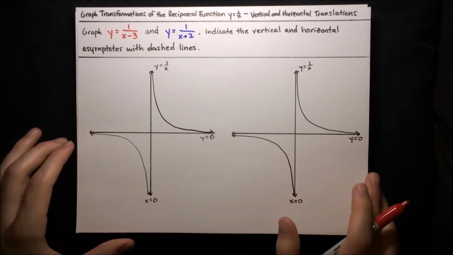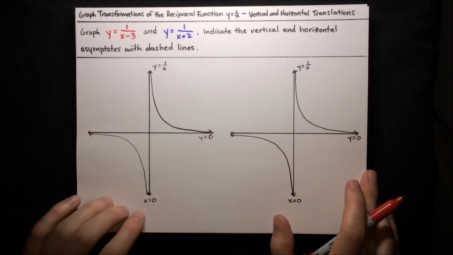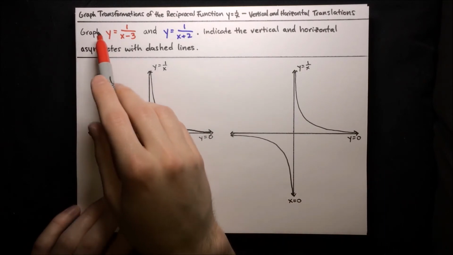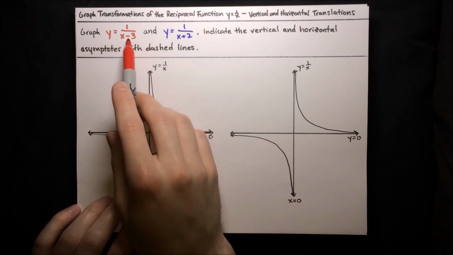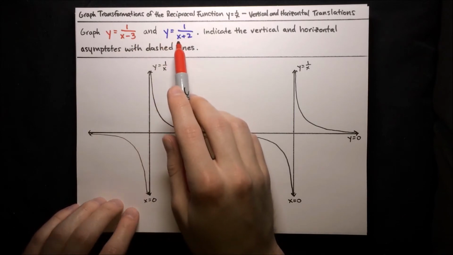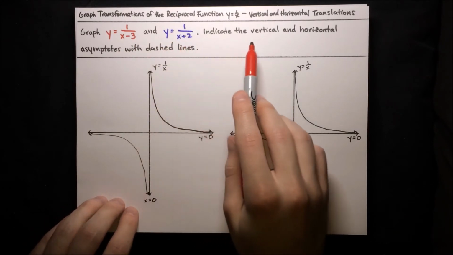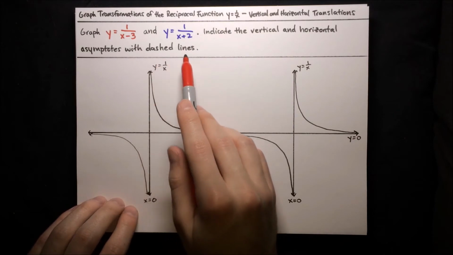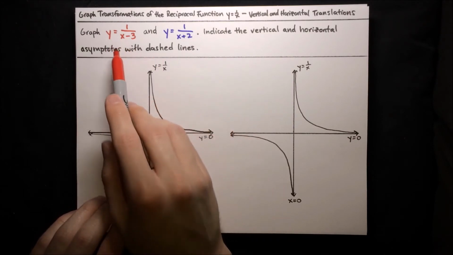Here's another example which is similar, but now we're dealing with horizontal translations. We want to graph y equals 1 over the quantity x minus 3 and y equals 1 over the quantity x plus 2. Again, we're going to draw our vertical and horizontal asymptotes with dashed lines. And let's focus on this first one here.